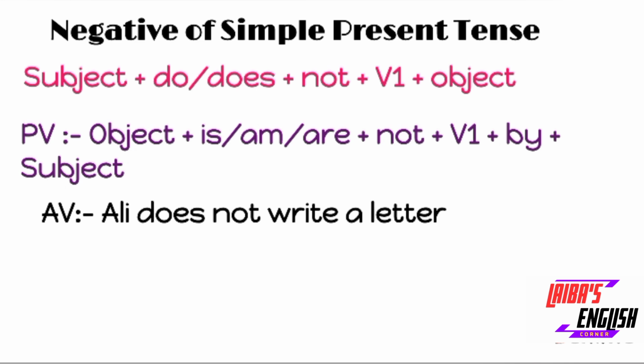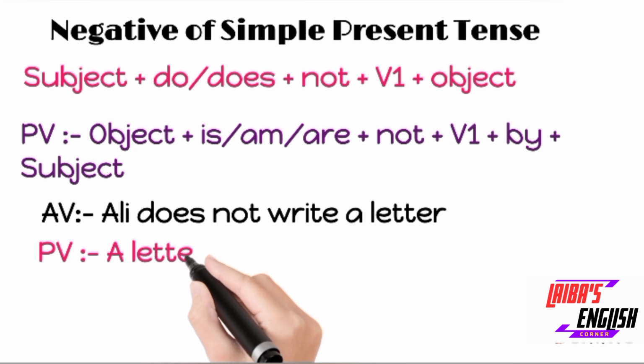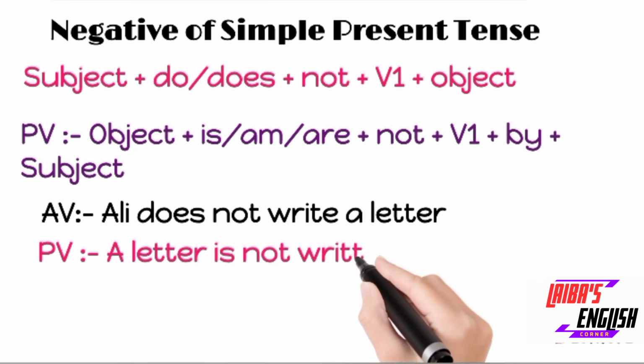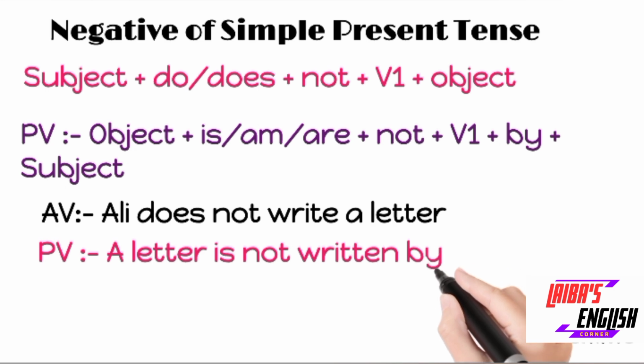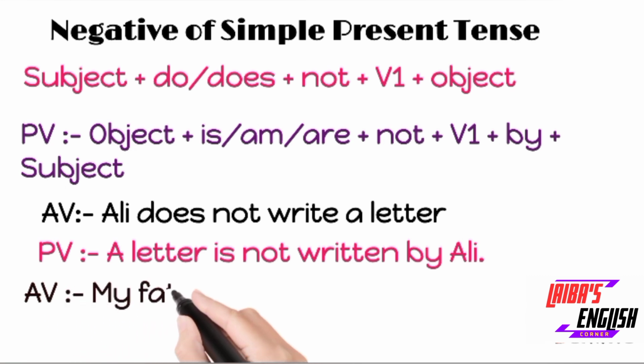So a letter will come in the start. Why? Because it is an object. So a letter. Now a letter is singular. So a letter is. If there were letters, then we would think something else. But a letter is singular. So is will be used. A letter is not written, third form, written by Ali. So this is the proper structure of the negative of simple present tense.